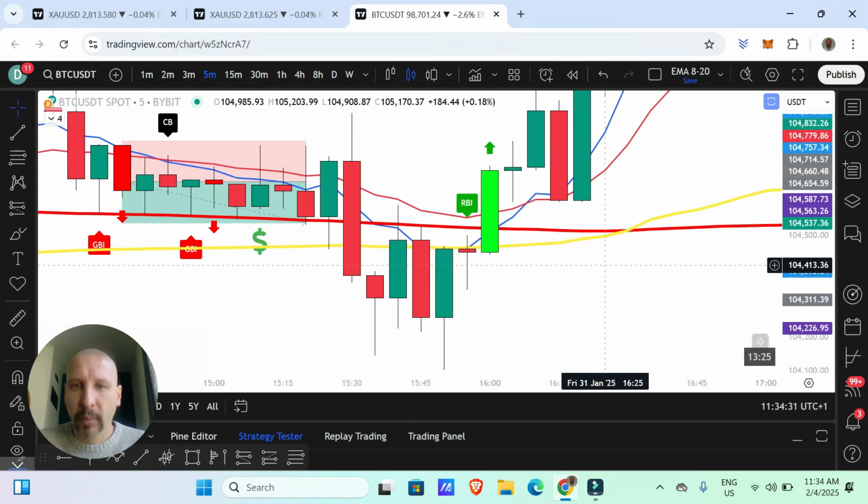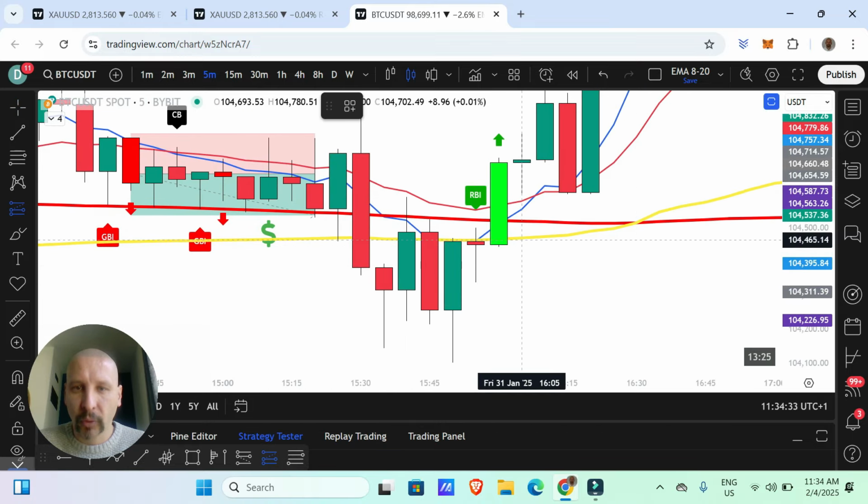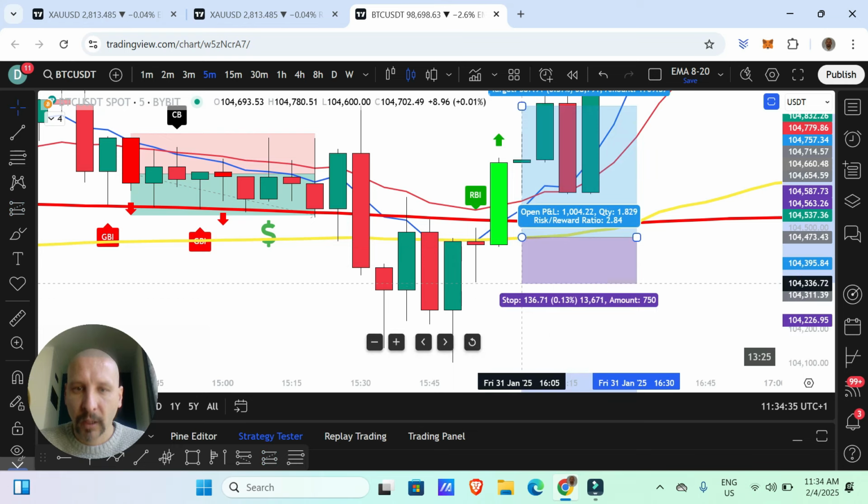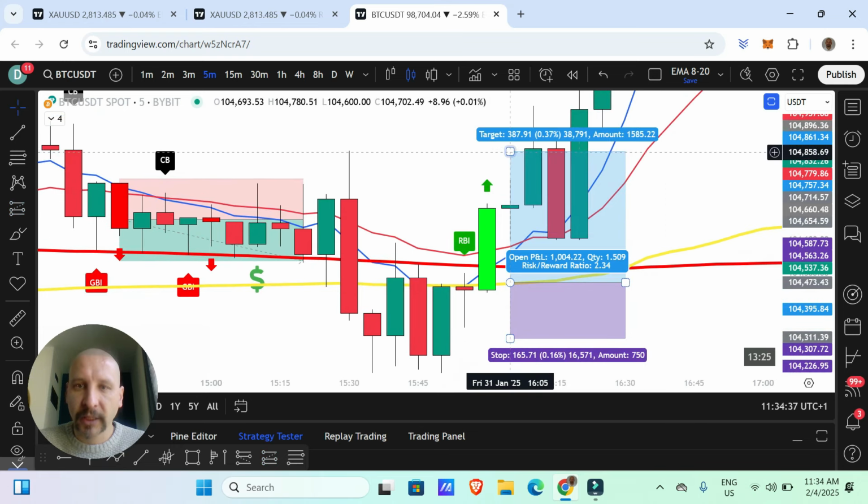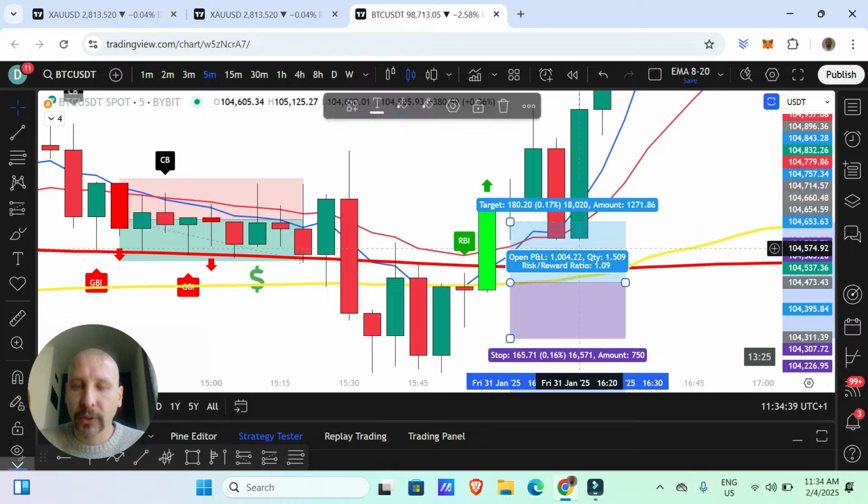We have a red bar ignored. We enter the trade just above the body, below the stop loss 160. Another winner.